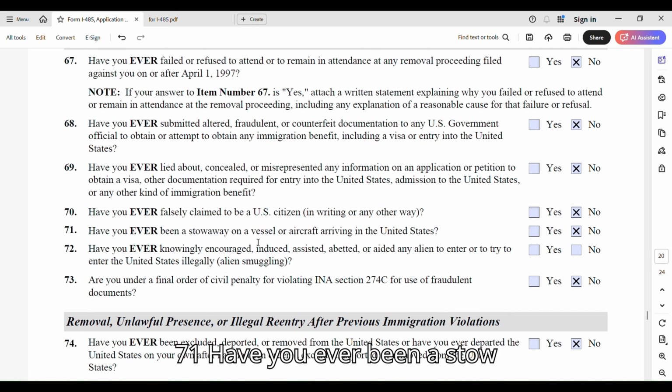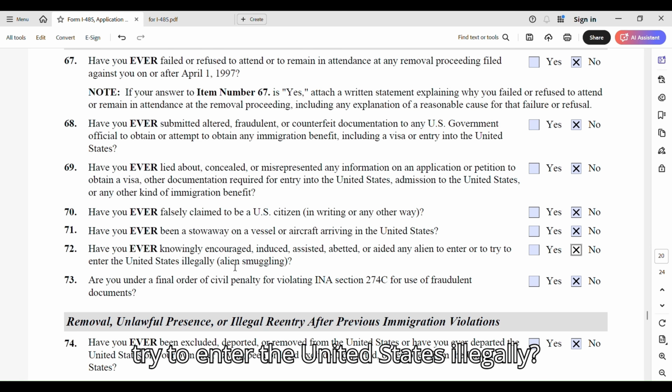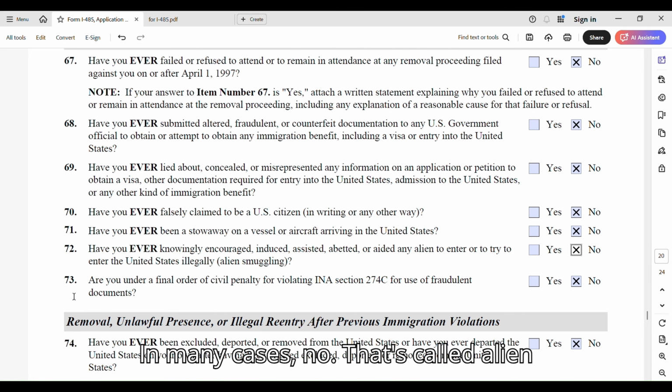71, have you ever been a stowaway on a vessel or aircraft arriving in the United States? In my case, it is no. 72, have you ever knowingly encouraged, induced, assisted, abetted, or aided any alien to enter or to try to enter the United States illegally? In my case, it is no. That's called alien smuggling.